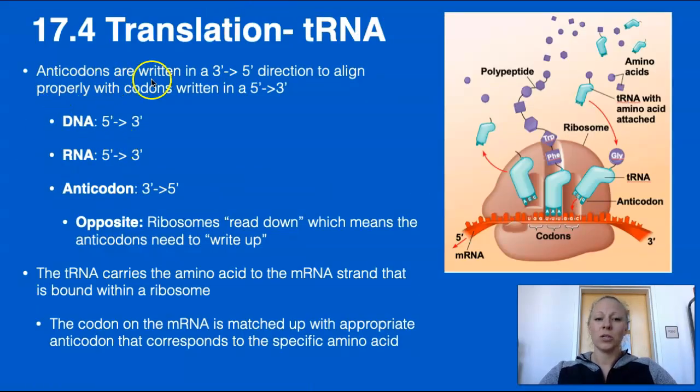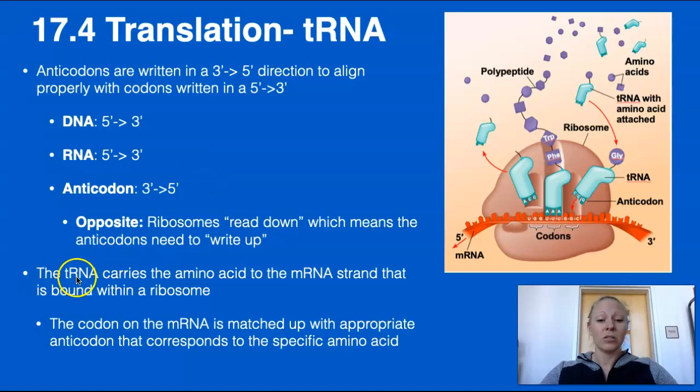So anticodons are written in a 3' to 5' direction, and that is to align properly with codons that are written in a 5' to 3'. So remember, polymerase can only write down in a 5' to 3' direction. And because the anticodon has to complementary base pair to it, it's going to be written in the opposite.